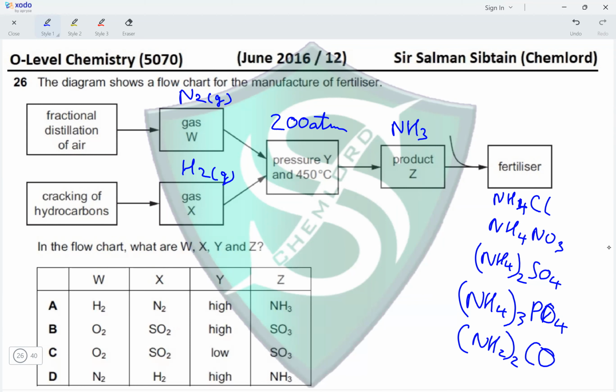Okay. In the flow chart, what are W, X, Y, and Z? So W is nitrogen. So the only available option with nitrogen is D, which means D would be the correct option for this question. But let's check the other symbols as well. X should be hydrogen, correct. Y should be a high pressure. So 200 atmospheres is a high pressure. And Z should be ammonia. So the correct option for this question is option D.